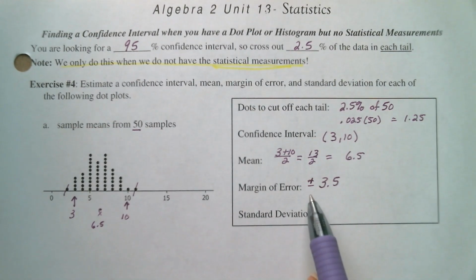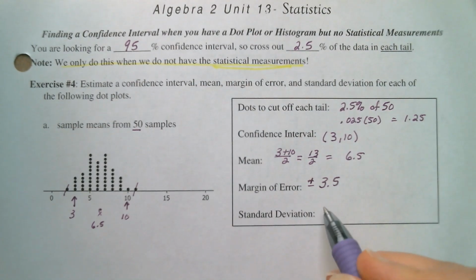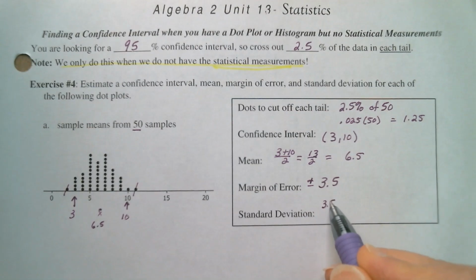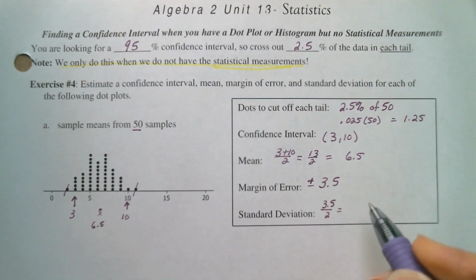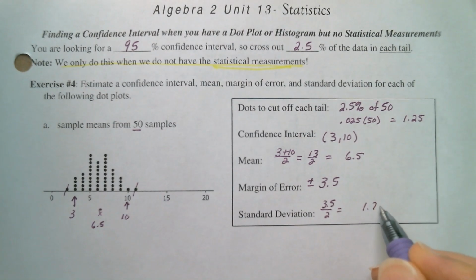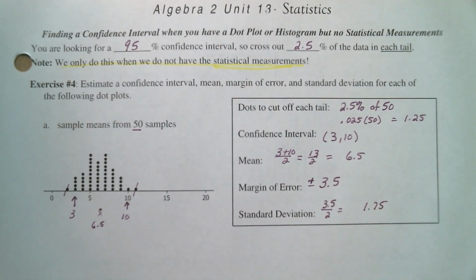And the standard deviation is half the margin of error. So 3.5, so I'm thinking 3.50 divided by 2 is 1.75. So our standard deviation is 1.75.